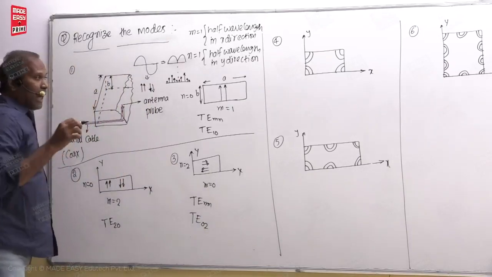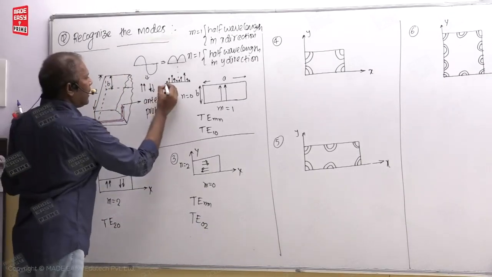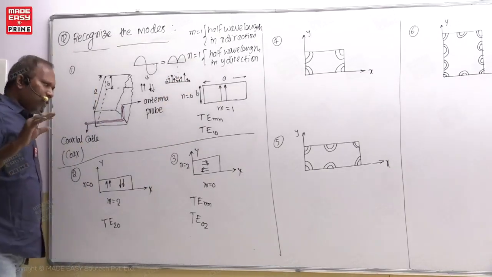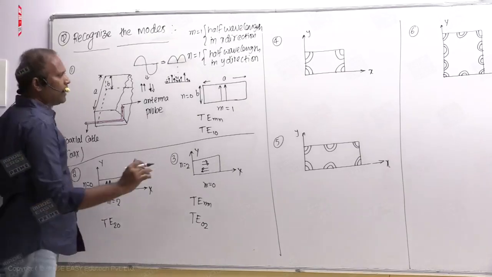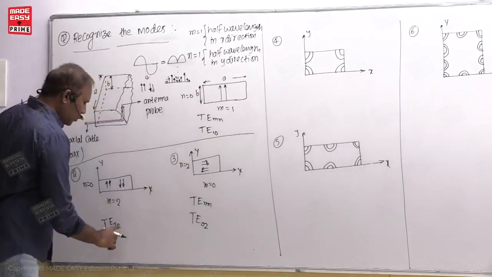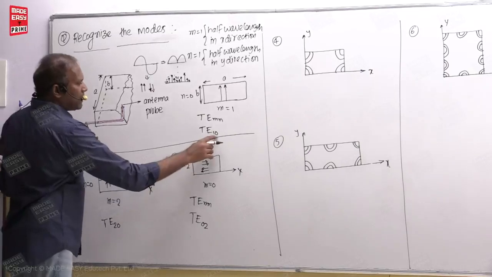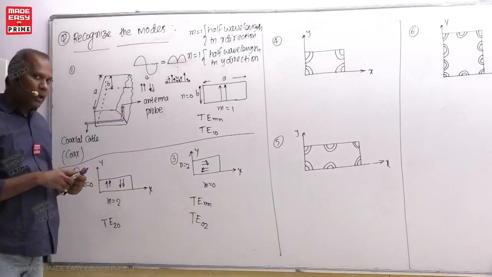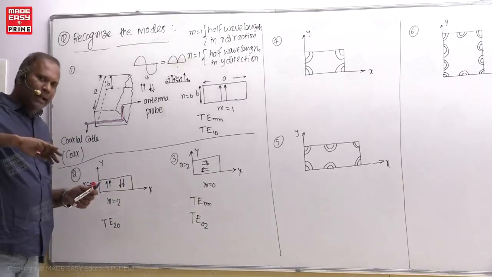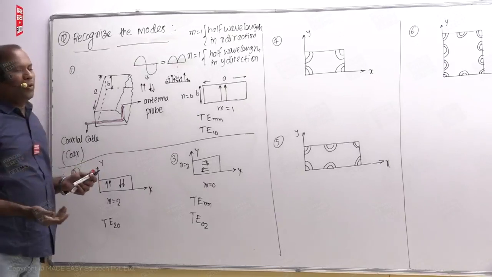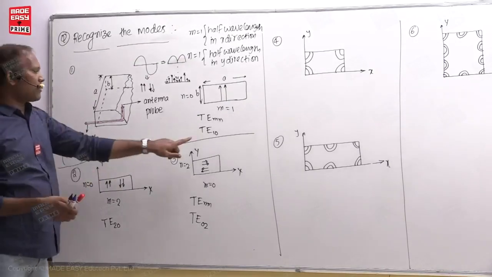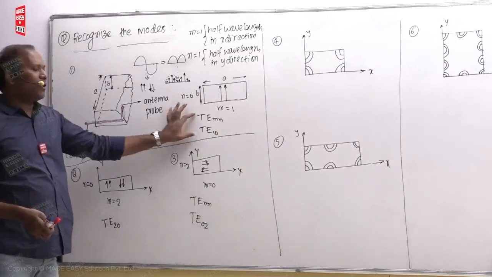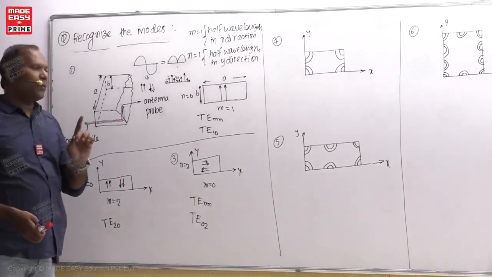I was telling you, I wrote the electric field configuration like this, if you remember. So these are electric field lines. Now have you seen, students, for the 10 mode, 20 mode, 02 mode, that means if m or n is 0, then the electric field will have only an x component, or otherwise only a y component. For example, in this case, the electric field x component is 0 and the electric field has only a y component.